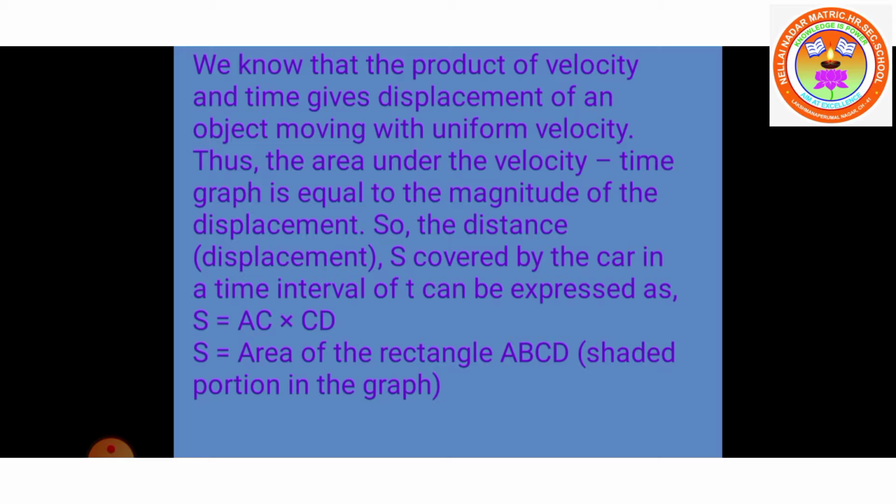Okay students, we know that the product of velocity and time gives displacement. You know the formula for velocity: velocity is equal to displacement divided by time. So if you take the product of velocity and time, it also gives the value of the displacement. According to this concept, we can calculate the displacement of an object moving with uniform velocity. So the area under the velocity time graph is equal to the magnitude of the displacement.